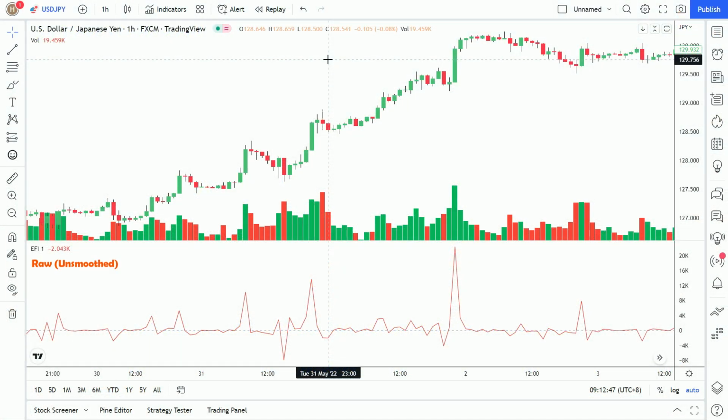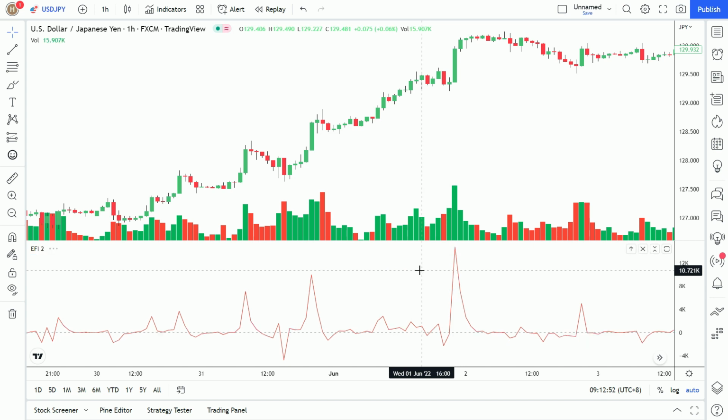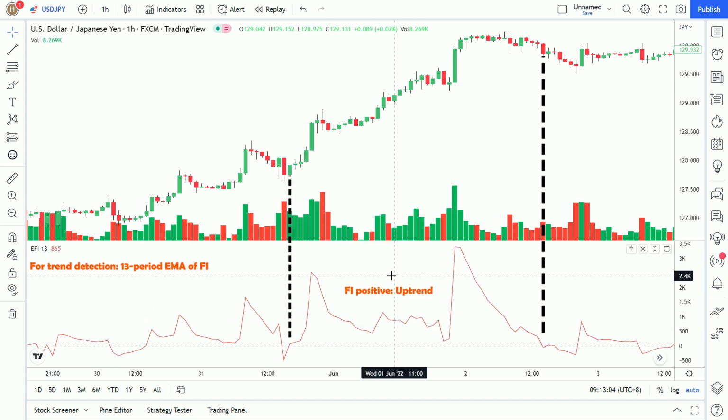The raw Force Index, as per the formula above, is extremely jagged. Elder recommends applying an exponential moving average to smoothen the raw values. When using the Force Index to detect pullbacks in a trending market, he recommends using a 2-period EMA of the Force Index. For use as a longer-term trend filter, a 13-period EMA of the Force Index is recommended.